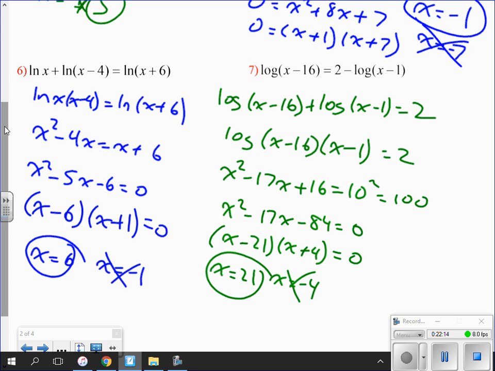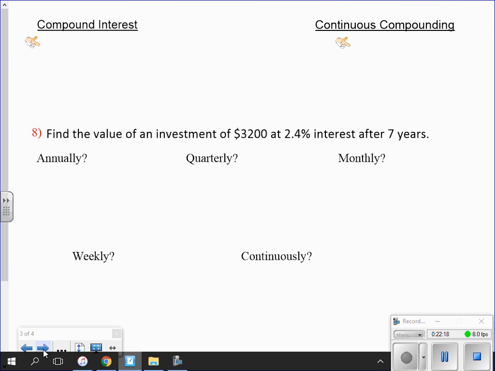Ooh, now we're getting to the interesting stuff. Money! Money, money, money, money, money, money. Money!